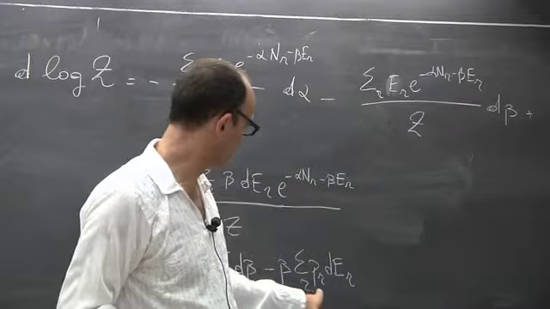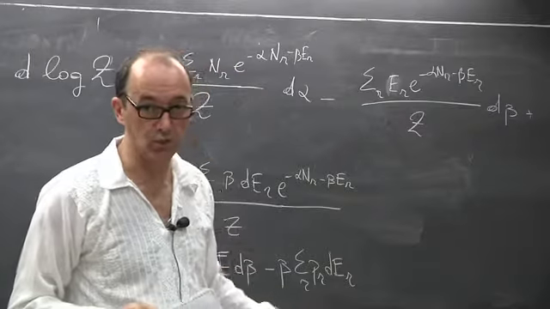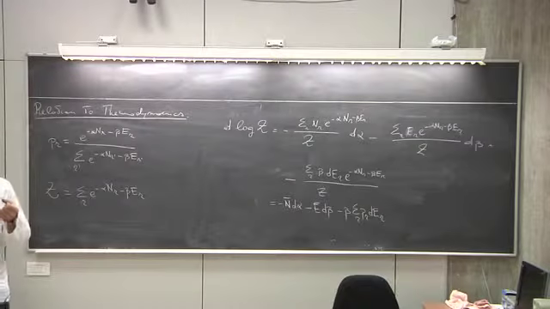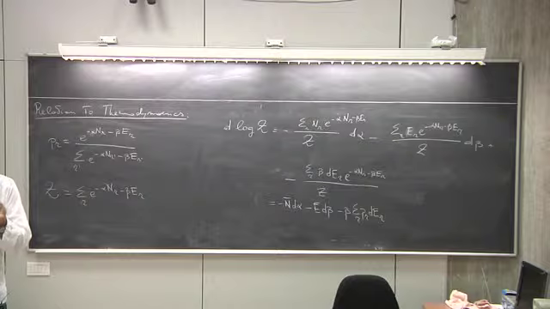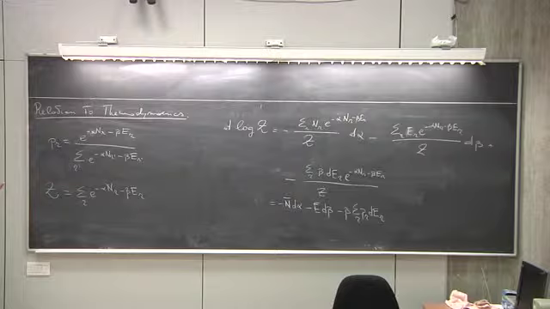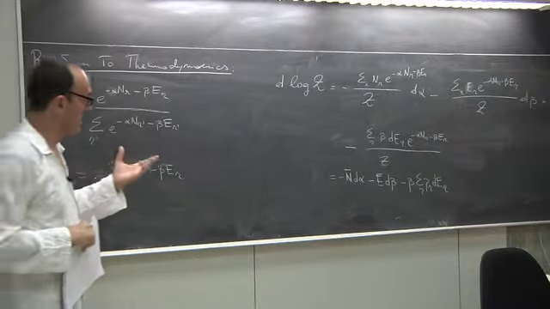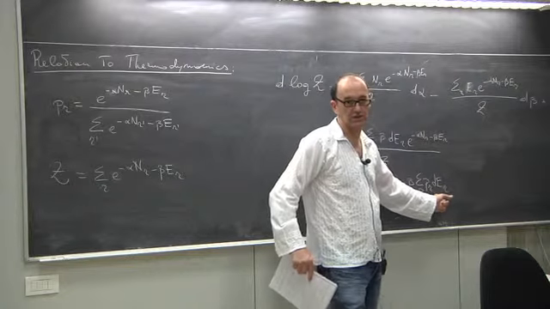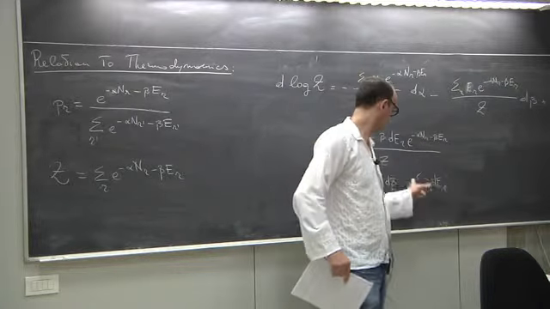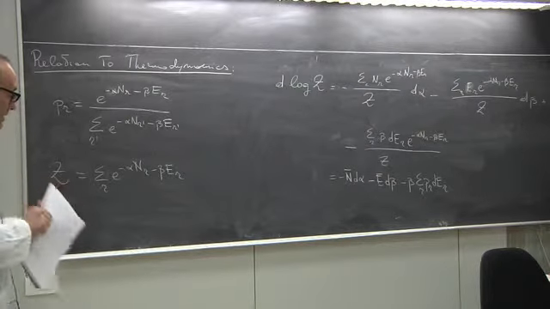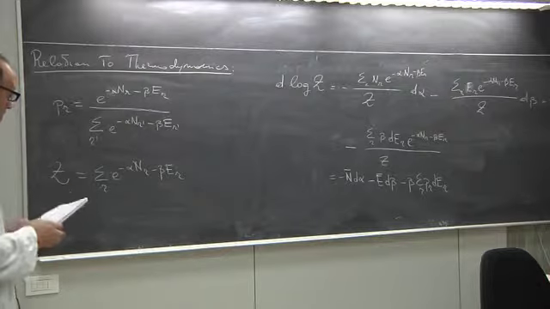Now this object is exactly the work which is done on the system. So when I do work on the system, what happens is that I modify the potential energy of the system, and then there is a change. This results in a change in the energy levels of my system. Okay, so this term is exactly the mechanical work which is done on the system.